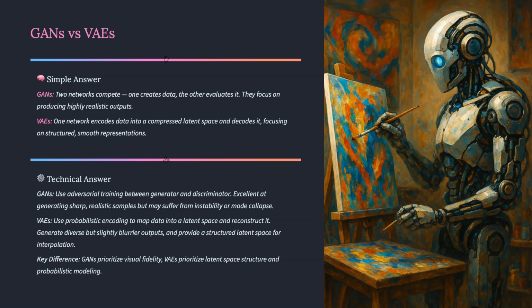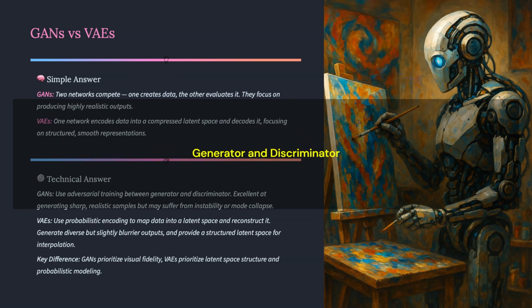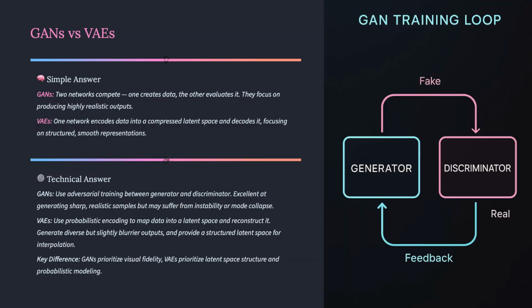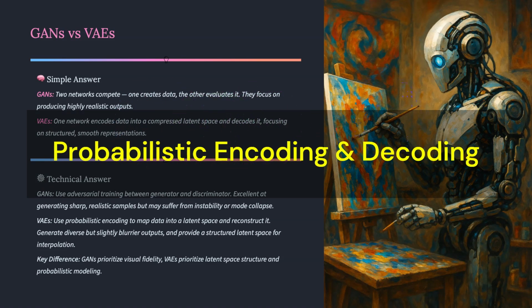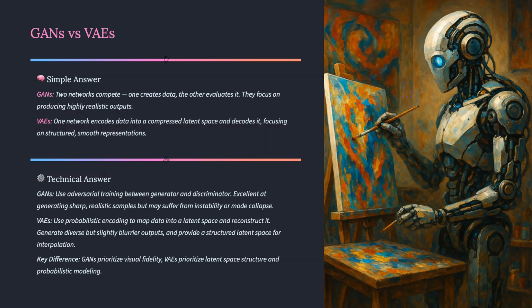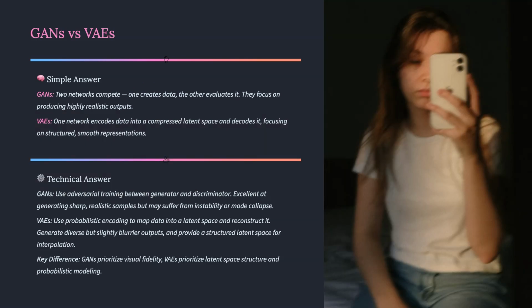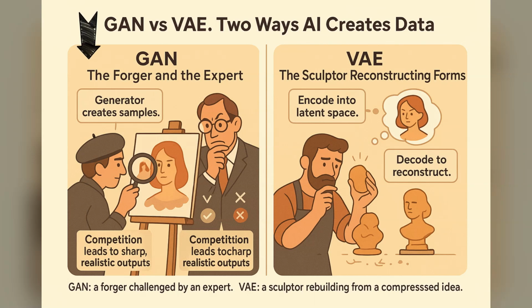Technically, GANs rely on adversarial training between a generator and discriminator, which can produce sharp samples, but also risk instability or mode collapse. VAEs use probabilistic encoding and decoding, giving a well-structured latent space ideal for interpolation, but with slightly blurrier outputs. Think of GANs like a forger challenging an expert to spot fakes, while VAEs act like a sculptor who molds and reconstructs forms with consistent internal structure. That's the key difference between them.